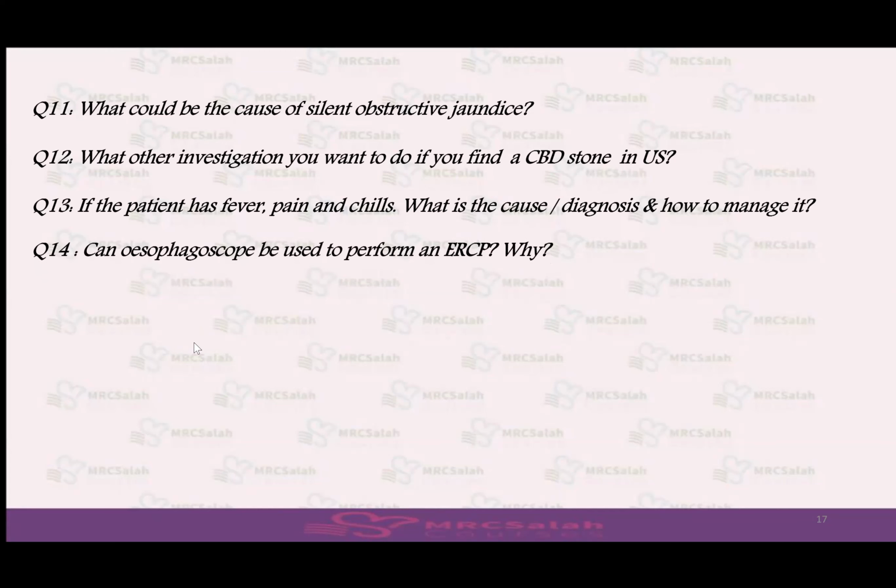Can a gastroesophagoscope be used to perform an ERCP, and why? No, because the opening in the esophagoscope is anterior, a forward-viewing scope, and the ERCP scope is a side-viewing scope, which allows you to cannulate.